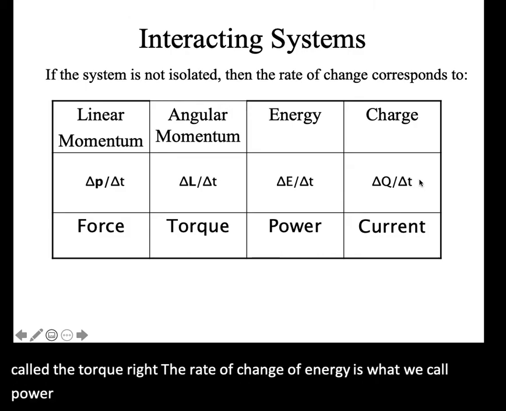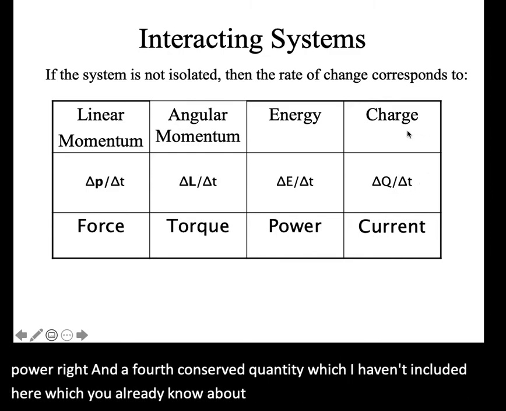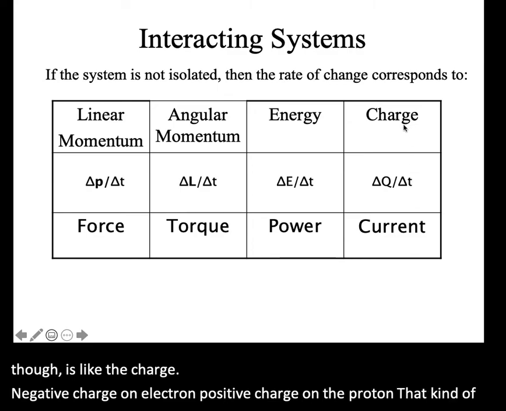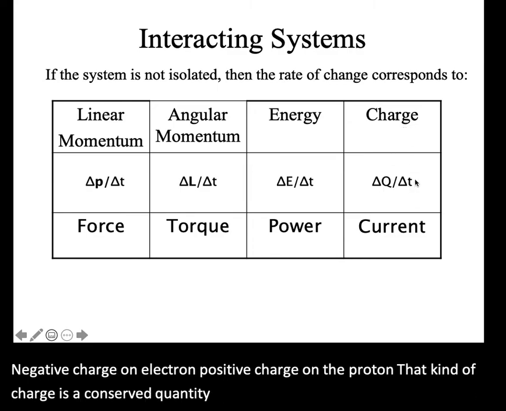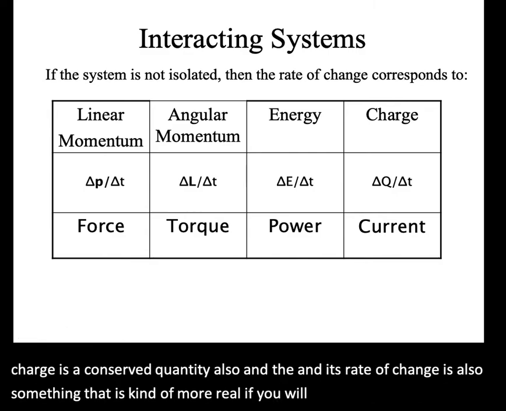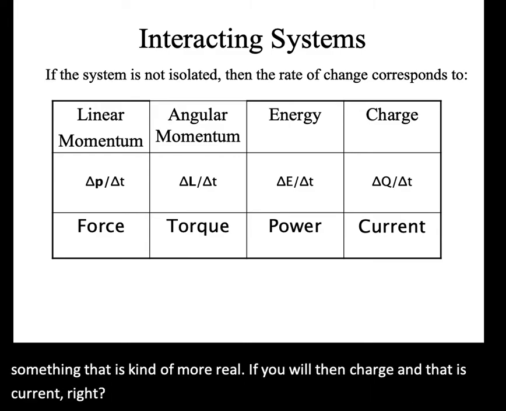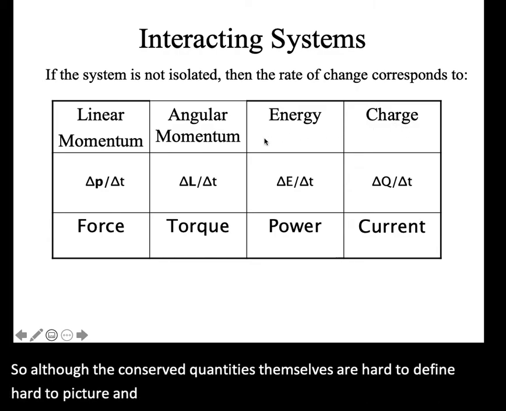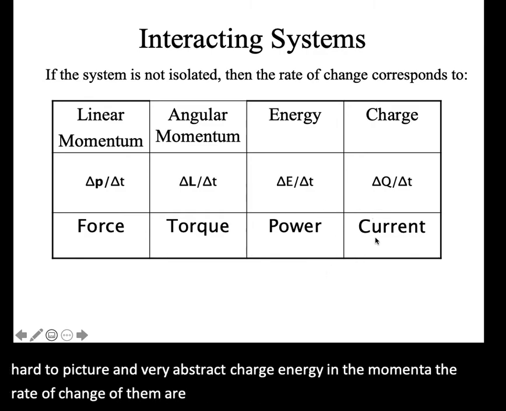And a fourth conserved quantity, which I haven't included here, which you already know about from chemistry class, though, is the charge, the negative charge on an electron, positive charge on the proton. That kind of charge is a conserved quantity also. And its rate of change is also something that is kind of more real, if you will, than charge, and that is current, right? So although the conserved quantities themselves are hard to define, hard to picture, and very abstract, charge, energy, and the momenta, the rate of change of them are everyday, very important terms in our lives, right? And we feel like we have a handle on those.